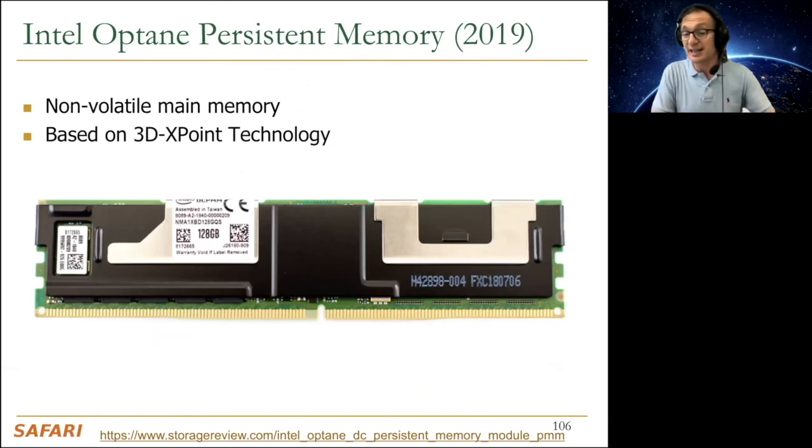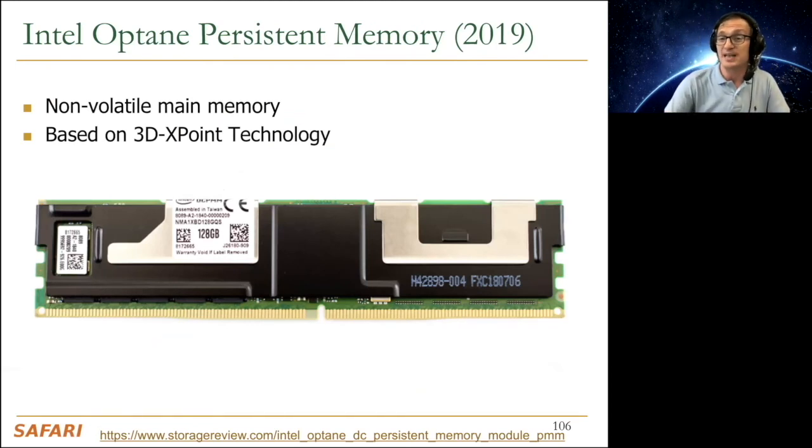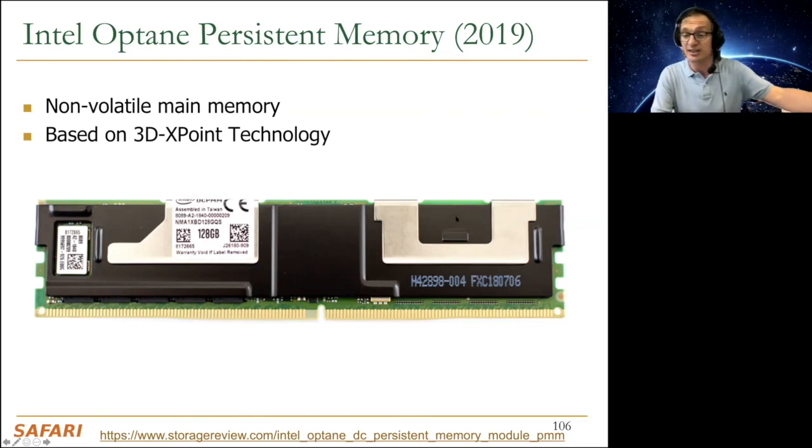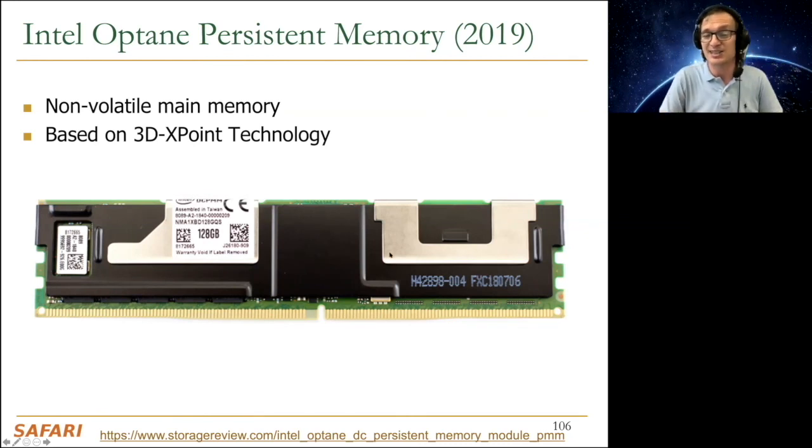But this technology is real, actually. Intel Optane persistent memory was introduced in 2019. This was also introduced as a storage technology earlier than 2019. But basically, this is non-volatile main memory. This is a persistent memory. It's based on what Intel calls 3D X-point technology, but fundamentally, it's phase change memory internally.